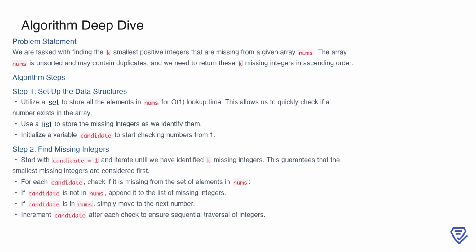The first step in our algorithm involves setting up the necessary data structures. We use a set to store all elements from nums. This allows for extremely fast lookups, ensuring we can efficiently check if a number exists in the array. Additionally, we prepare a list to store the missing integers as we find them. Finally, we initialize a variable called candidate to start checking from the number 1. This setup ensures that we can sequentially identify the smallest missing integers while maintaining efficiency.